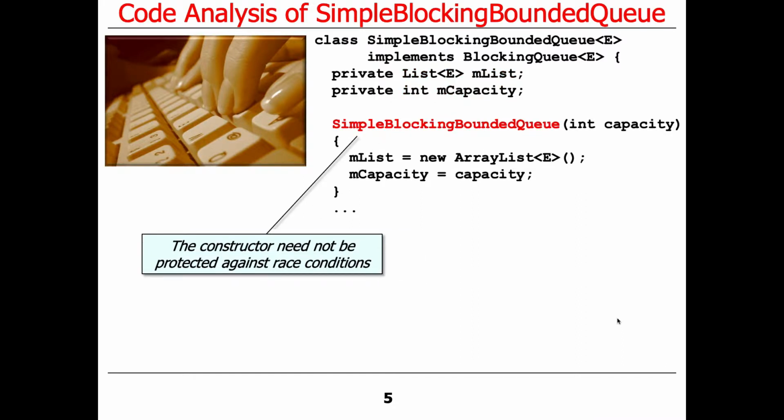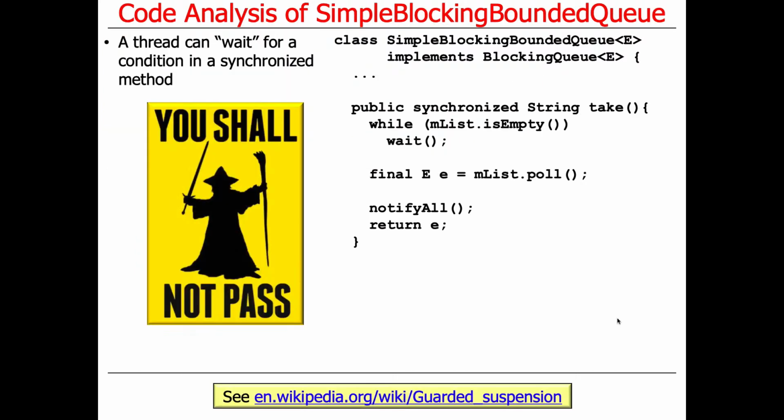The constructor does not have to be protected against race conditions. Why? Because the constructor is only called once, and it's only called in a single thread. If a constructor is called multiple times in multiple threads, then something very seriously has gone wrong with Java, so that's not going to happen.